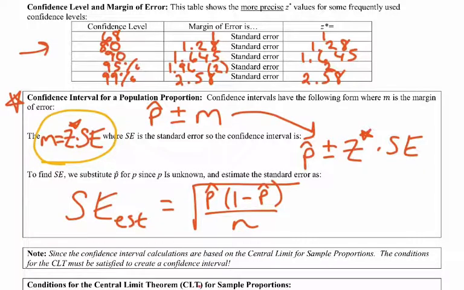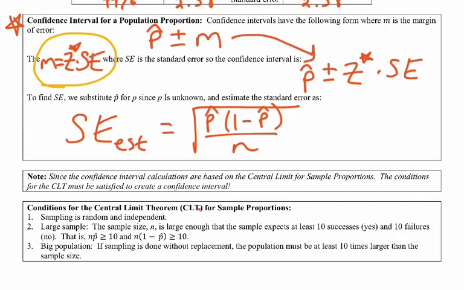Note, since the confidence interval calculations are based on the central limit theorem for sample proportions, the conditions for the central limit theorem must still be satisfied when you go to create a confidence interval. So what were those conditions again? Remember, the sampling has to be random and independent. It has to be large enough to expect 10 successes and 10 failures, and we're going to use p hat to help us estimate what those should be. And the population has to be large enough so that it's at least 10 times the sample size. And we're still going to need to check those conditions most of the time.